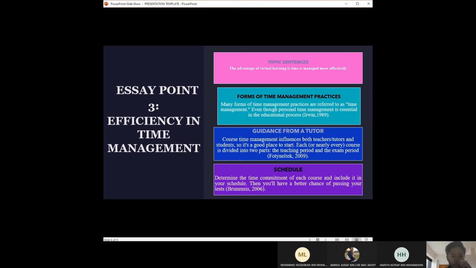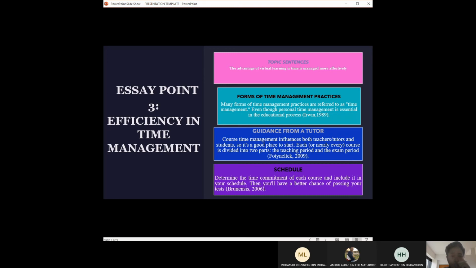The topic sentence is time managed effectively. Based on the work from Irwin in 1989, there are many forms of the time management practice referred to as time management. The most well-known use of this concept is personal time management, which refers to a group of routines, guides, and recommendations for managing personal time efficiently and completing as many jobs as possible in a given period. Even so, time management is important in education.